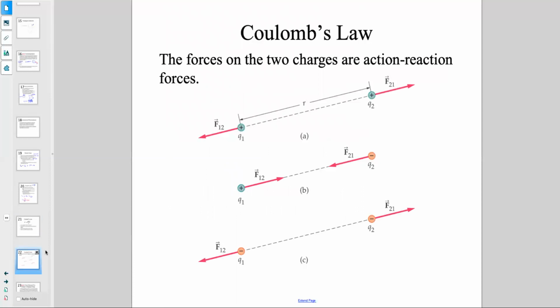And so if you're looking at this, we have two positively charged, they will repel. We have one positive, one negative, they will attract. And we have two negatives, they'll repel. And the forces between the two charges are an action-reaction pair. So they follow Newton's law. In other words, they are equal. The amount of force that Q1 is applying to Q2 is the same as the amount of force that Q2 is applying to Q1. Okay, so in other words, the magnitude of F12 will be equal to the magnitude of F21. Their directions are different, but their magnitudes are the same. And these are action-reaction pairs.